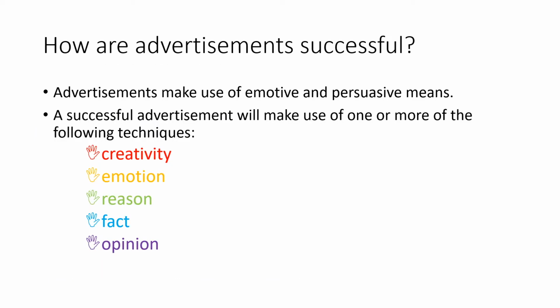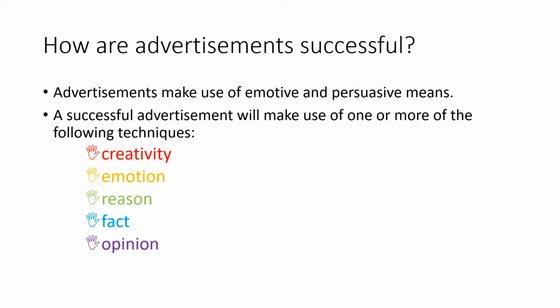Now we want to find out, how are advertisements made successful? Advertisements make use of emotive and persuasive means. A successful advertisement will make use of one or more of these following techniques. One being creativity, the use of emotion, the use of reason, the use of facts, and also including opinions on the advertisement. You will notice that most of the advertisements that we will look at throughout this presentation consist of one or more of these techniques. As we go through the presentation, look out for these techniques.